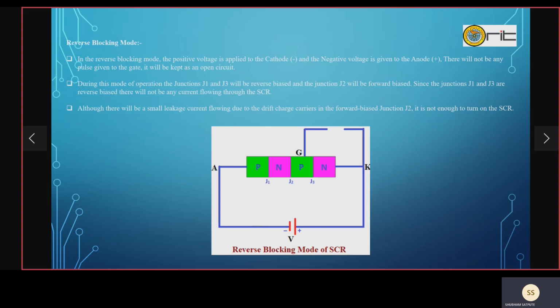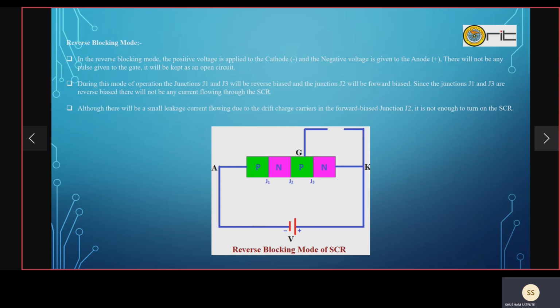During this mode of operation, the junctions J1 and J3 will be reverse biased, and the junction J2 will be forward biased. Since the junctions J1 and J3 are reverse biased, there will not be any current flowing through the SCR. Although a small leakage current flows due to the drifted charge carriers in the forward biased junction J2, it is not enough to turn on the SCR.